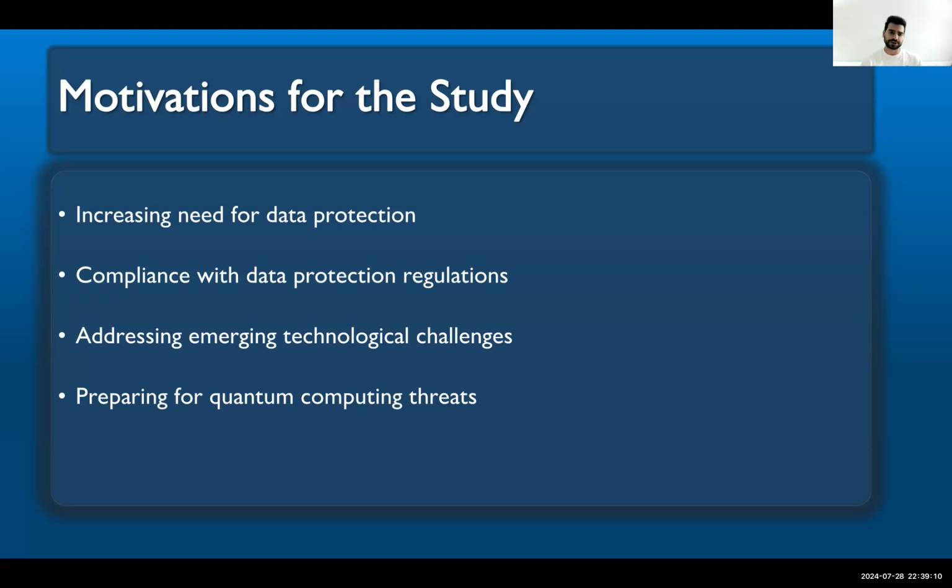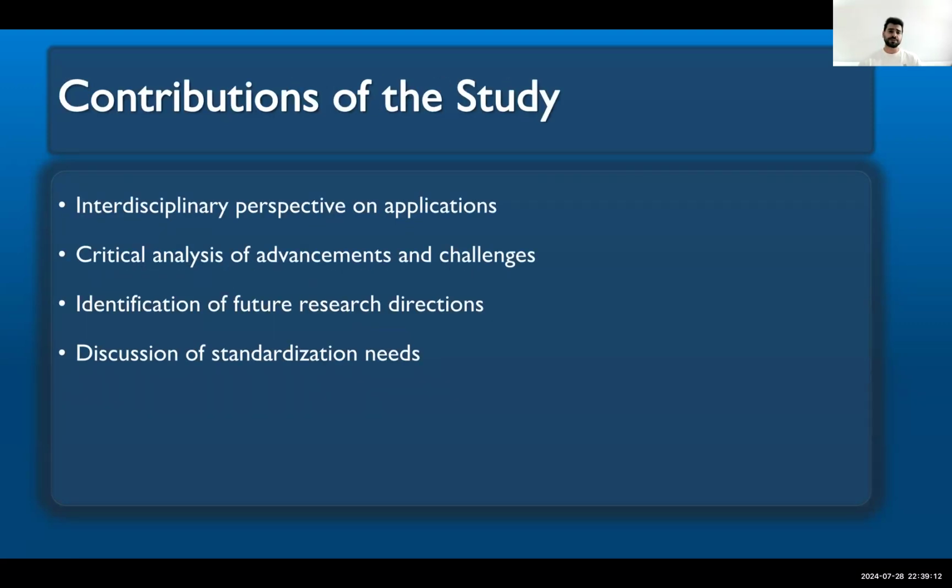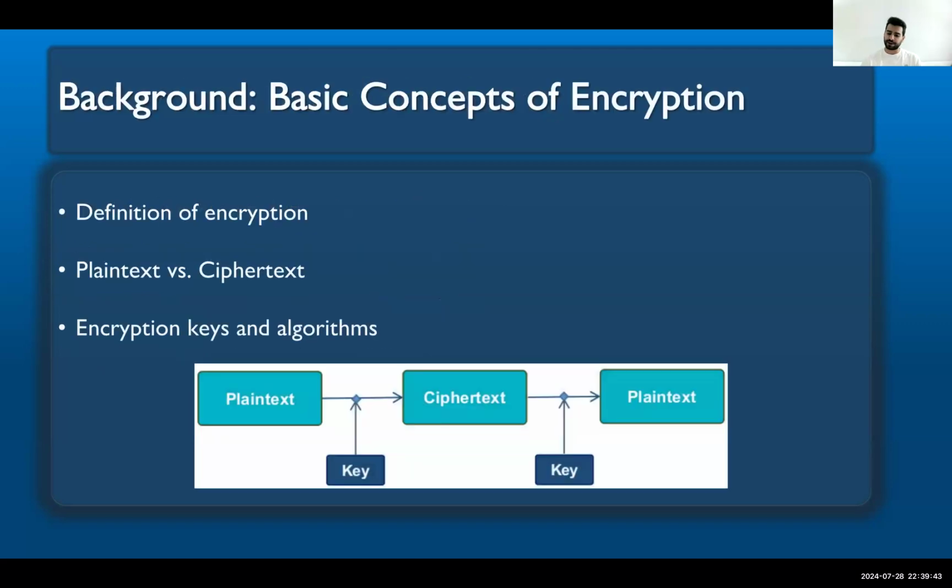by these quantum computers. My contribution to this study is that I investigate the application of these methods from different perspectives. And I critically analyzed the advancements in different papers. After that, I highlight the future research directions. Finally, I will discuss some standardization needs for an agreement between different parts of a network.